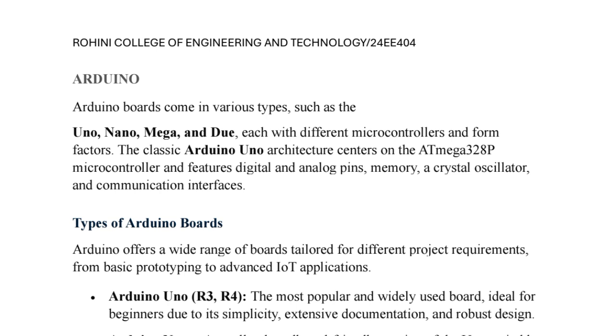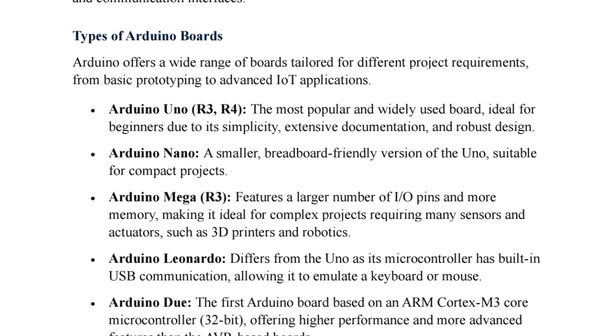The classic Arduino Uno architecture centers on the ATmega328P microcontroller, and it features digital and analog pins, memory, crystal oscillator and communication interfaces. Now first we are going to discuss what are the types of Arduino boards available. The first one is Arduino Uno.